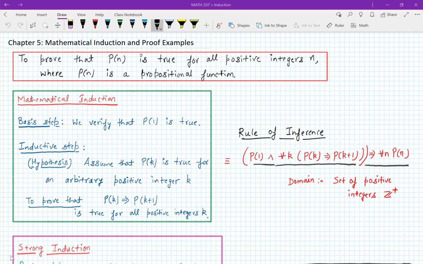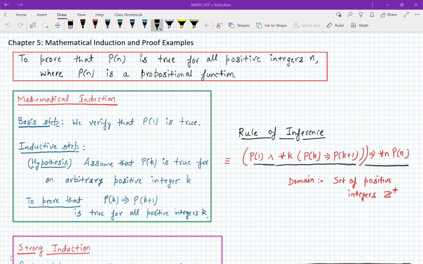Let's suppose you want to prove a statement P of n, where P of n could be any given propositional function, and you want to prove that P of n is true for all positive integers n. Then you can use simple mathematical induction, which includes two steps, and the first step is your basis step. In the basis step, since you have to prove this statement P of n, which is true for all positive integers, my base case is going to be n equals 1, the first positive integer. So in the basis step, I have to verify that the P of 1 statement is true.